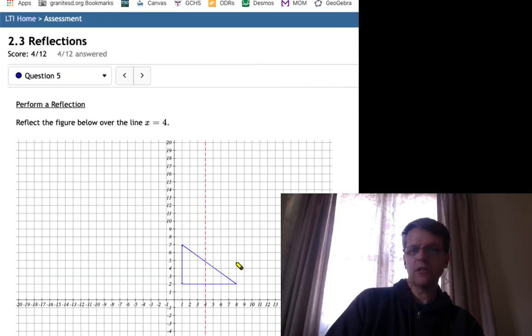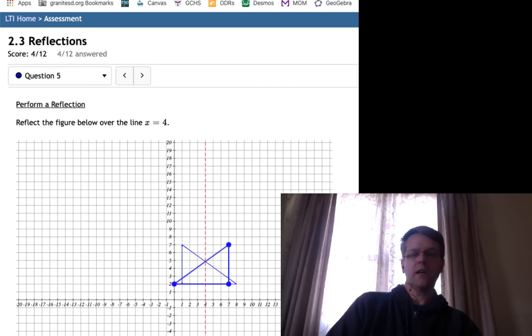Now this one looks a little trickier. We're going to go across this red line, and notice the shape is on both sides of the line. So one way to think about this is just start at the line and count over to the shape. 1, 2, 3. So it'll go the other way. 1, 2, 3. Right? And then 1, 2, 3, 4. So I'll go 1, 2, 3, 4.